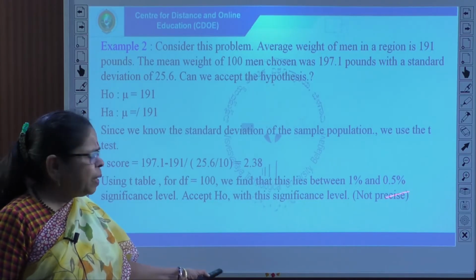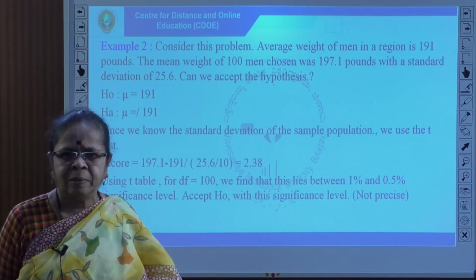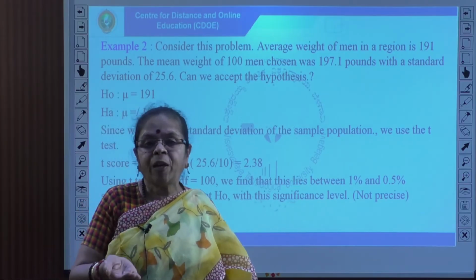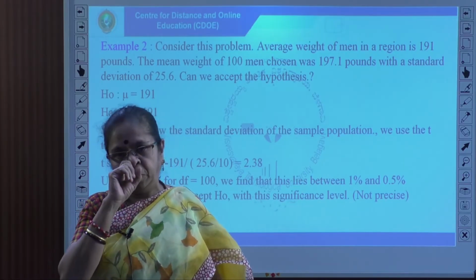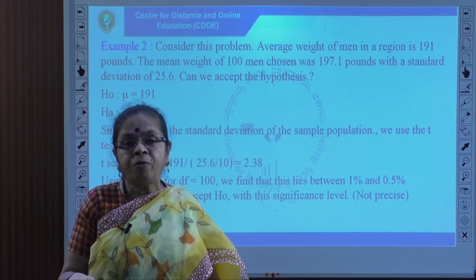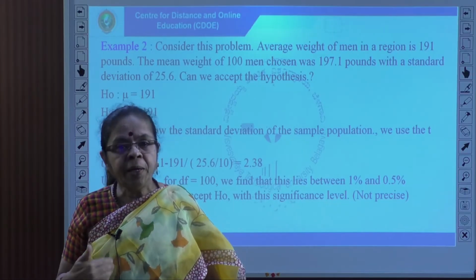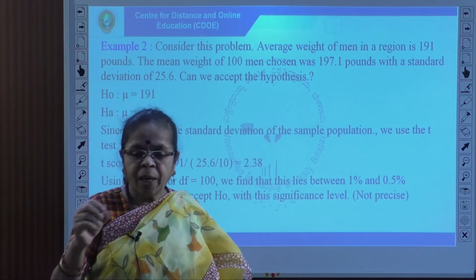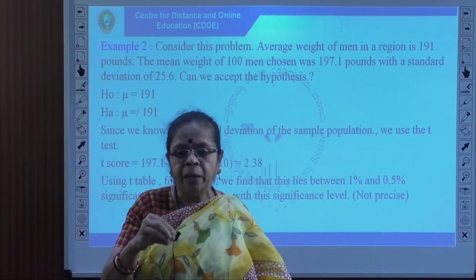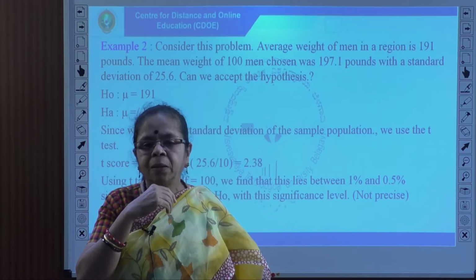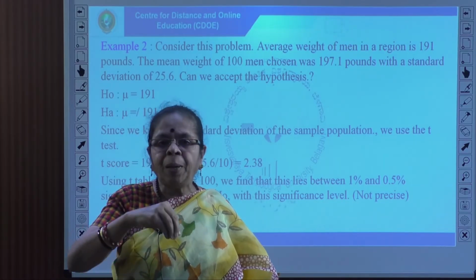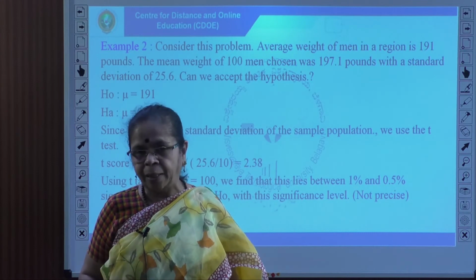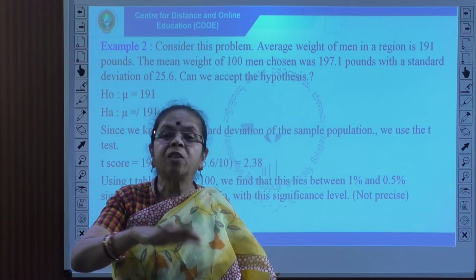But 1% means it is not very precise. A higher significance level means more precise, but more probability of rejecting H naught when it is true. So, there is nothing wrong in your result if you say that it is acceptable with a significance level between 0.5% to 1%, you can say that. Or you can say it is rejected.